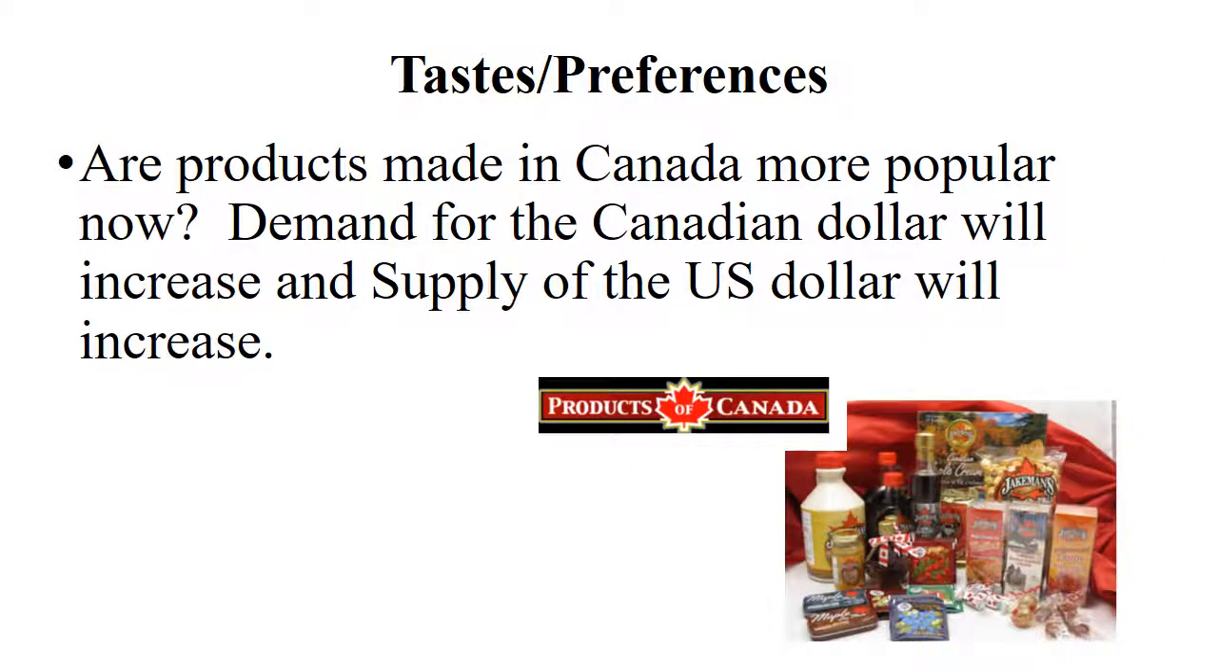Tastes and preferences can also affect demand and supply for currencies. Let's say products in Canada become more popular than they were in the past. That'll increase demand for the Canadian dollar and increase supply of the US dollar in order to pay for those goods. Inversely, if demand and taste for those products decreased, demand for the Canadian dollar would decrease, and supply of the US dollar would decrease because they would be less interested in buying those products.